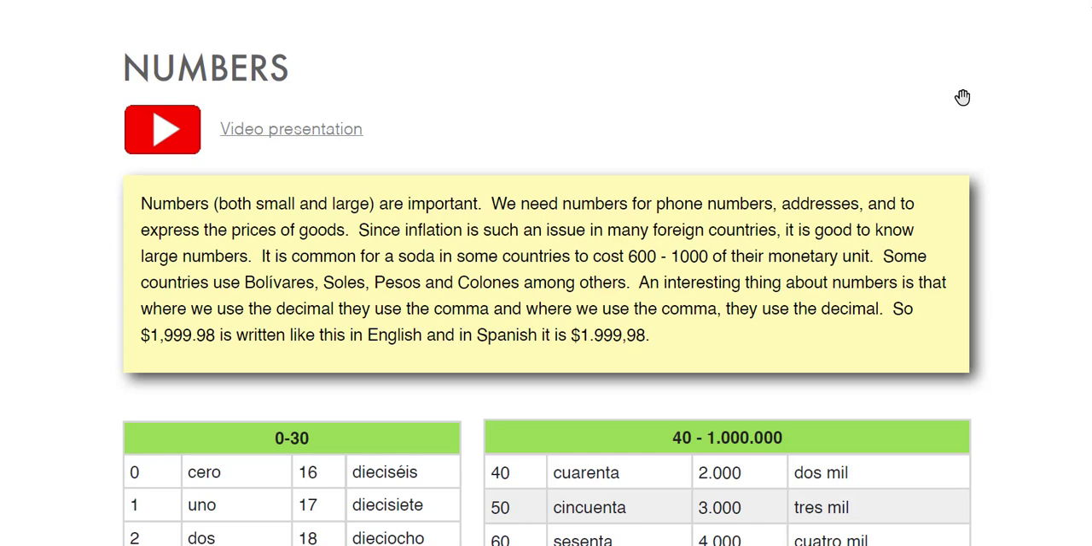It is common for a soda in some countries to cost 600 to 1,000 of their monetary unit. Some countries use bolívares, soles, pesos, and colones, among others.